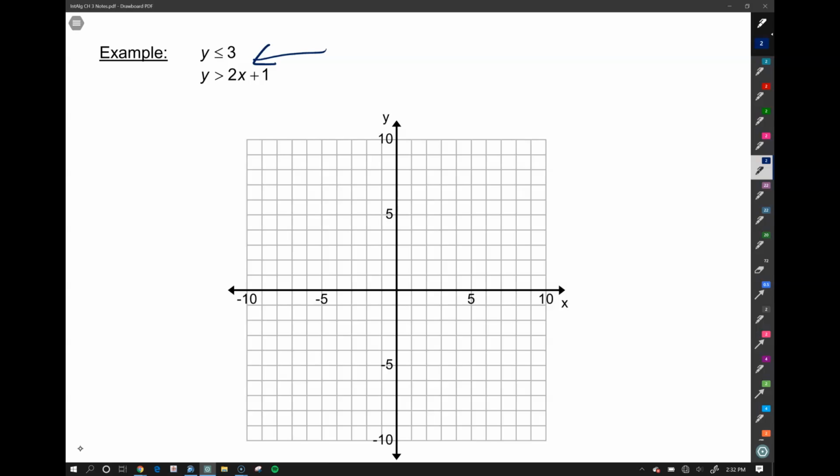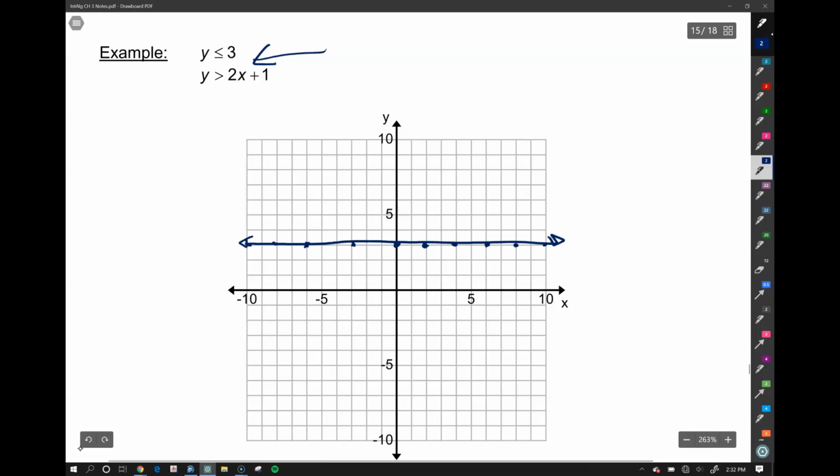Okay, so what would y equals 3 look like? It has a constant y value of 3, right? So it's a horizontal line. Here's y equals 3, y equals 3, all the way across. And did we say it should be a solid or a dotted line? Solid. It's going to be a solid line.